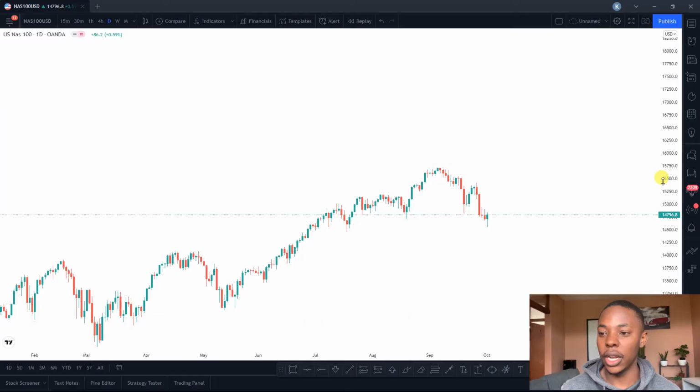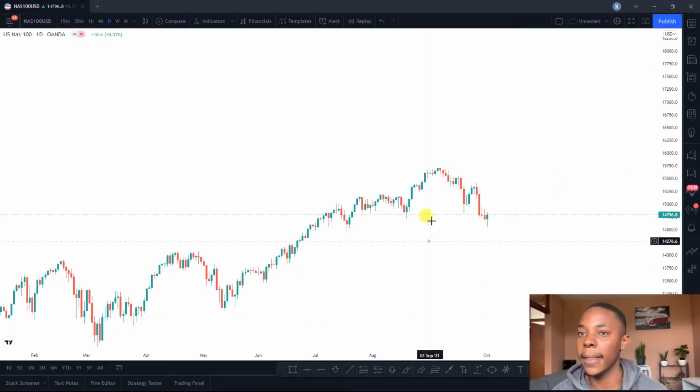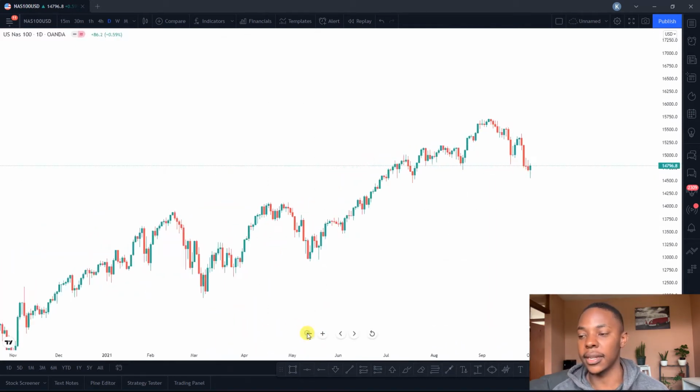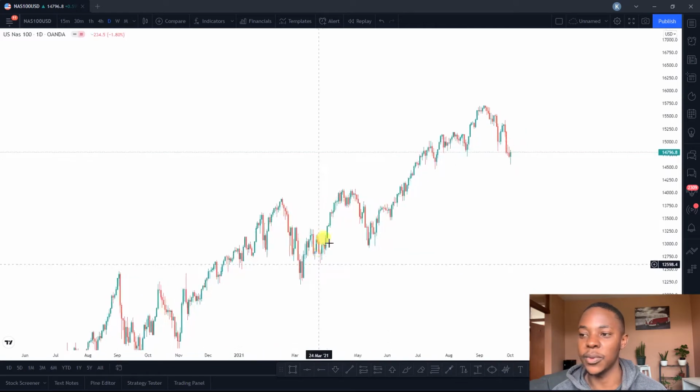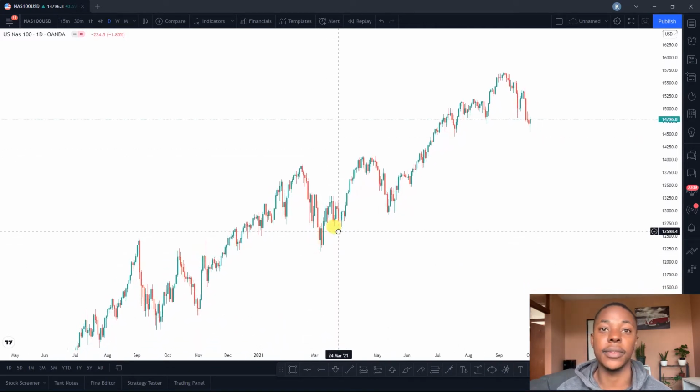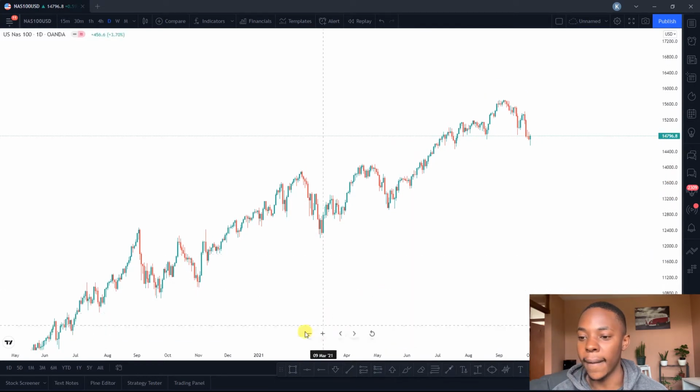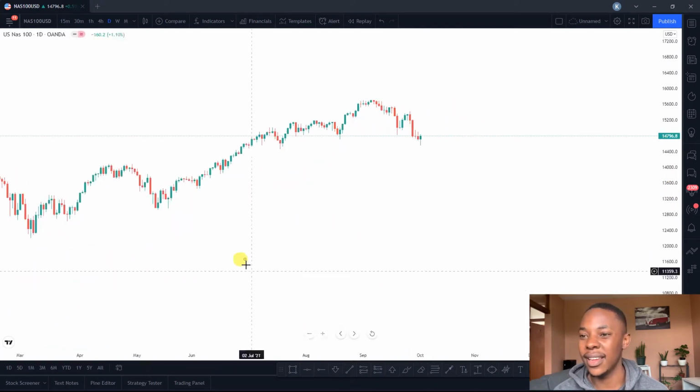So yeah, let's hop on the chart. So we have Nas here. As you all know, Nas, it's an uptrend market. It's always going up. 80% of the time it's always going up, but then there's always setups that you could find.